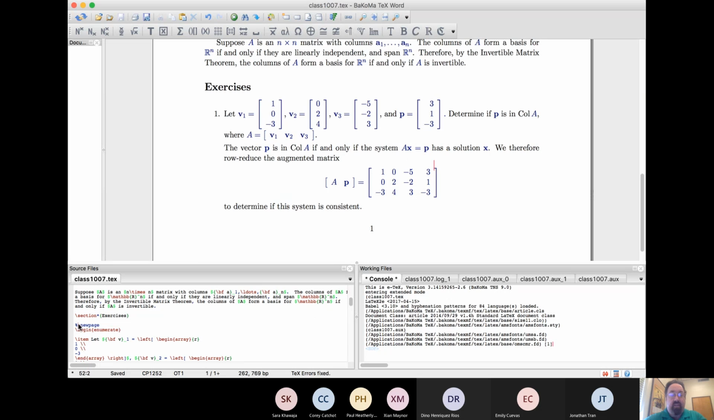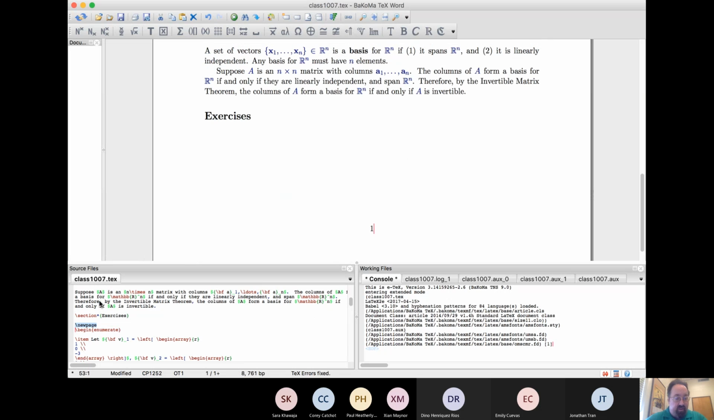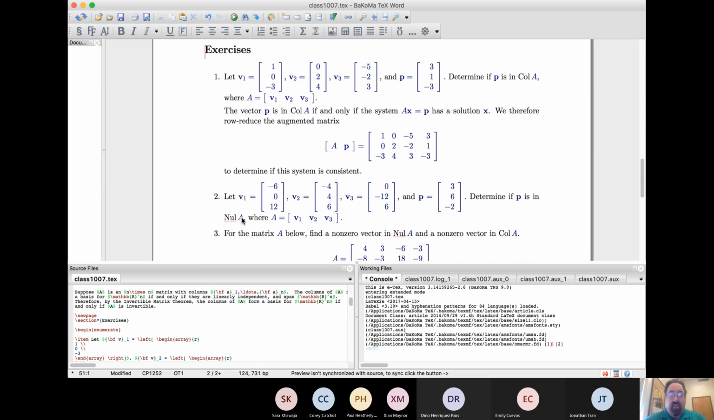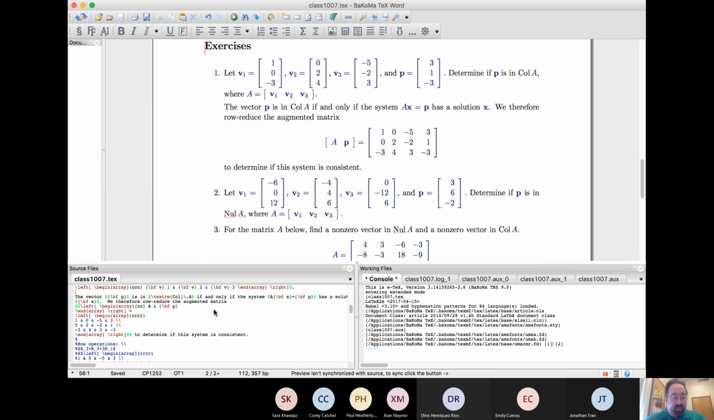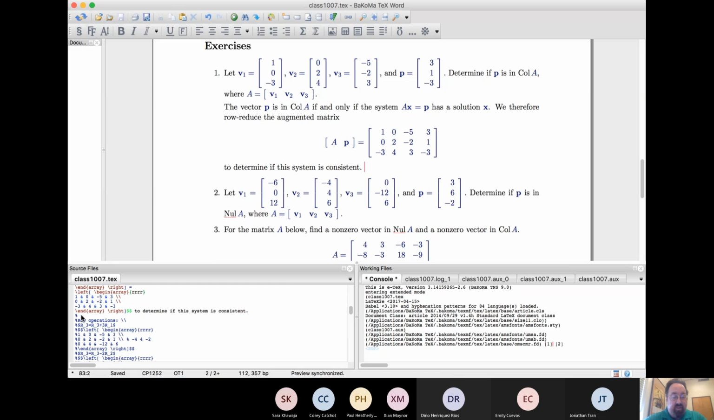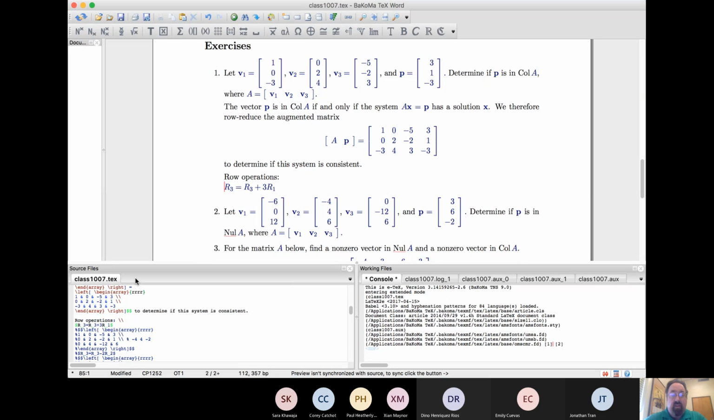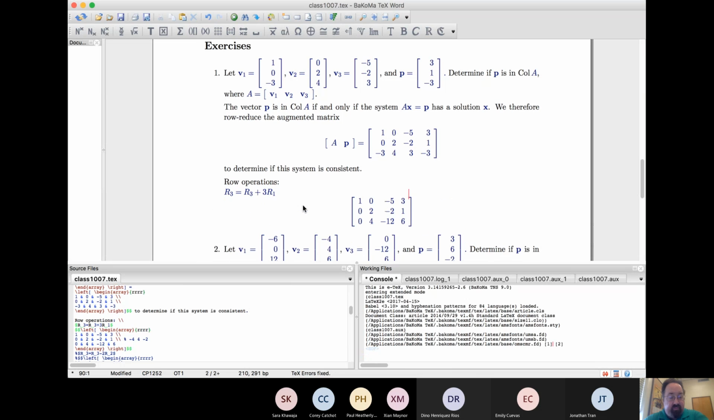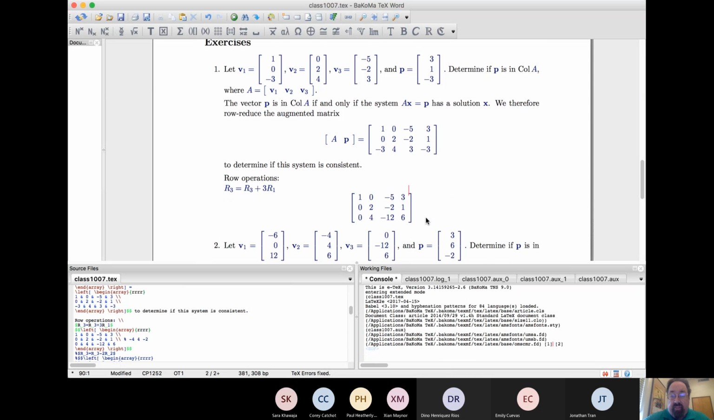Let me put this on a new page. So what we can do is the usual row operations. All right, here we have a convenient 1, so we can add 3 times this row to this row to eliminate this element. And this is what we get.